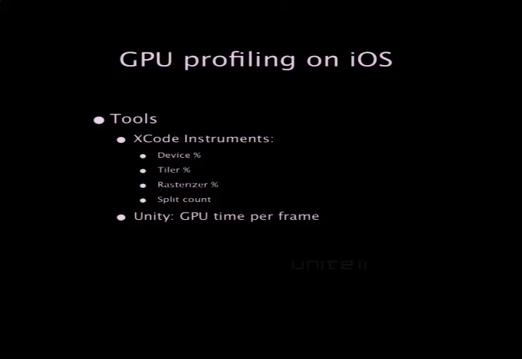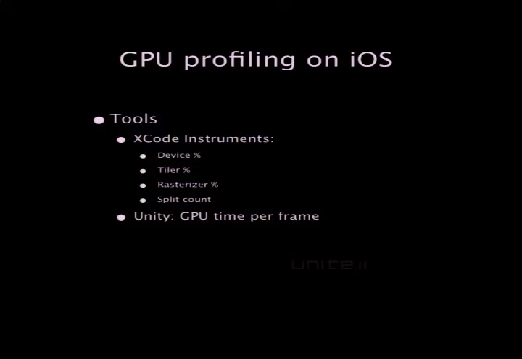Another interesting thing, as I mentioned, is the split count: how many times the scene has to be stopped, flushed, and then rendering continues. That depends on the amount of vertices you are sending. And the split count in Xcode Instruments is not per frame, it's per second. So if you see anything except 0, that's bad. You have too many vertices, and you just need to scale the amount of vertices down.